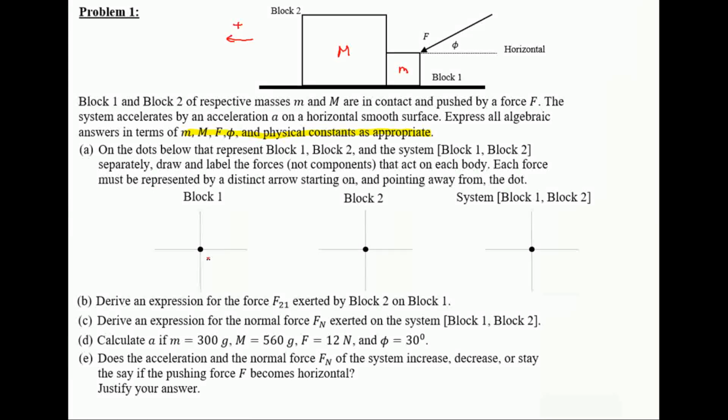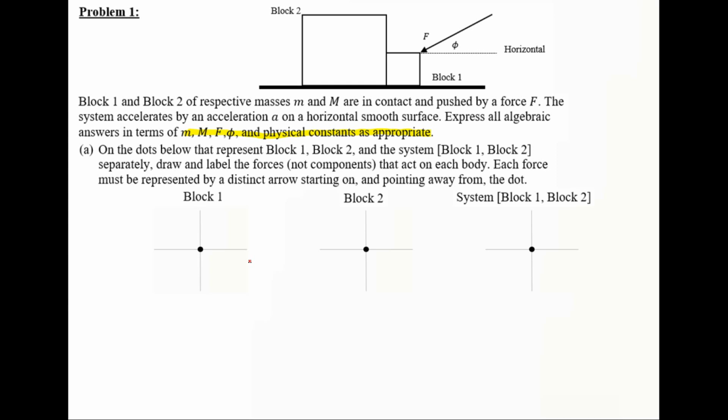Now you notice that in part A we're going to deal with the FBDs. Why are FBDs important? In order to utilize Newton's second law. Then on the dots below that represent block 1, block 2 and the system of blocks 1 and 2 separately, draw and label the forces, not components, that act on each body. Each force must be represented by a distinct arrow starting on and pointing away from the dot. So basically they're listing for us the rules that we should follow in order to do the FBD.